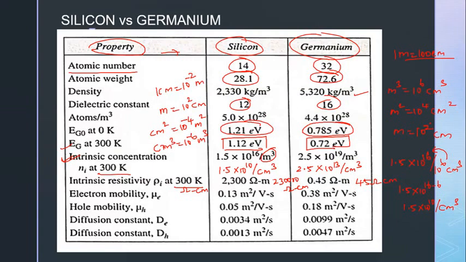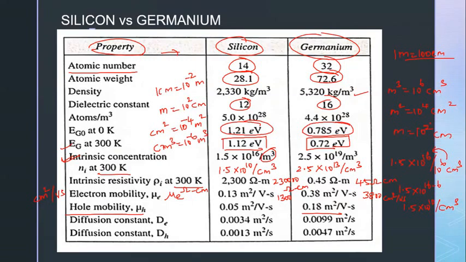Electron mobility, that is mu e: silicon has 0.13 meter square per volt second, and germanium has 0.38 meter square per volt second. This electron mobility is sometimes expressed in terms of centimeter square per volt second. If expressed that way, you have to write it as 1300 centimeter square per volt second, and for germanium it is 3800 centimeter square per volt second. Hole mobility: for silicon it is 0.05 meter square per volt second, and for germanium it is 0.18 meter square per volt second.